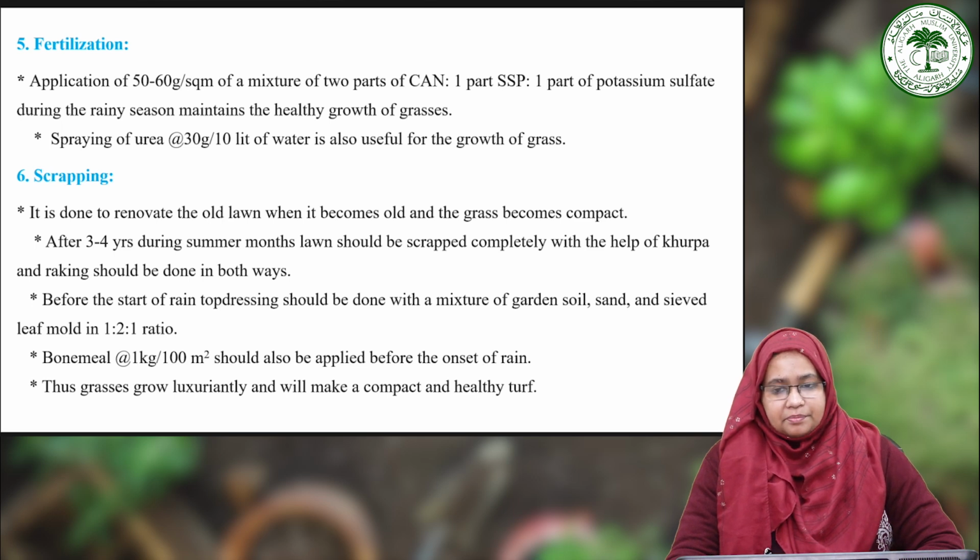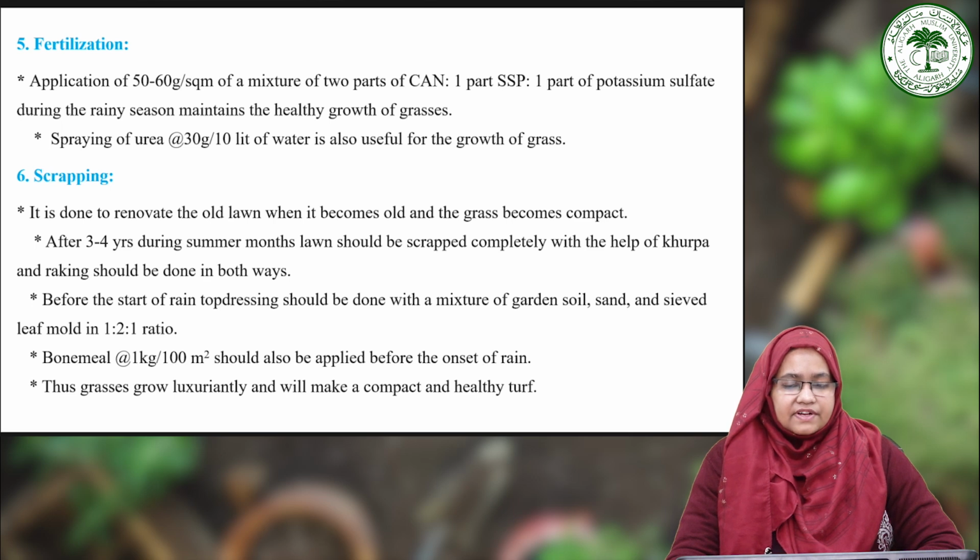And the last step in maintenance of grass is scraping, which is the process used to remove old lawns where the grass has become compact and tired. After 3 to 4 years, during the summer months, the lawn should be completely scraped using a khurpa, a type of hand tool, and raking should be done in both directions to remove dead grass and thatch.